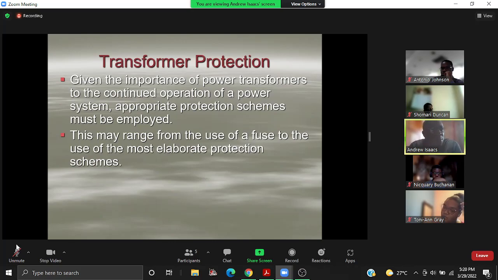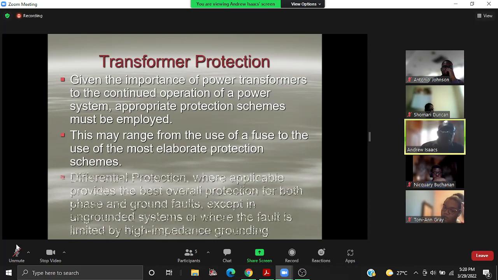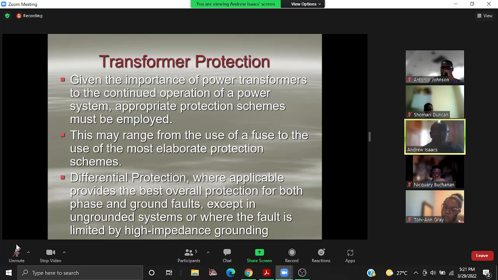So we look at all of these things. We look at some of the possible fault conditions that may occur and how they are mitigated. All right. So that's part of what we call that elaborate scheme. As I said before, your differential protection is one of the common methods used for transformer protection.